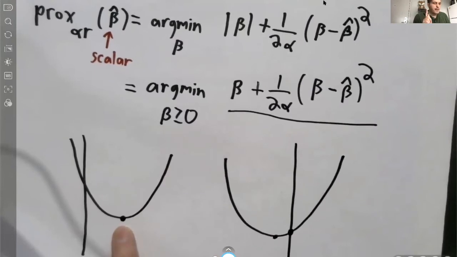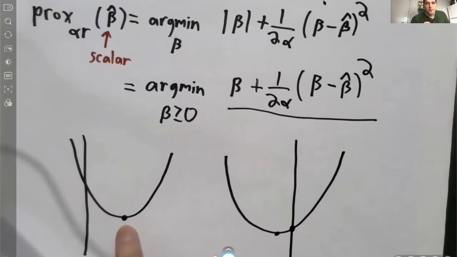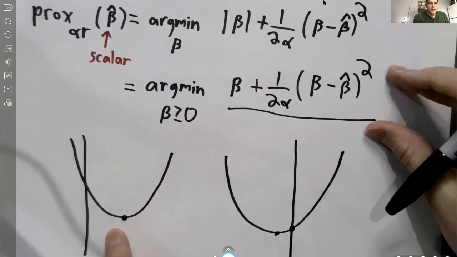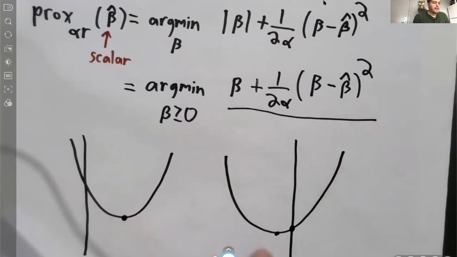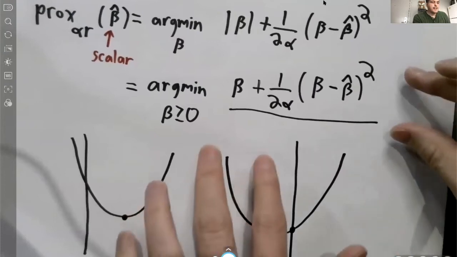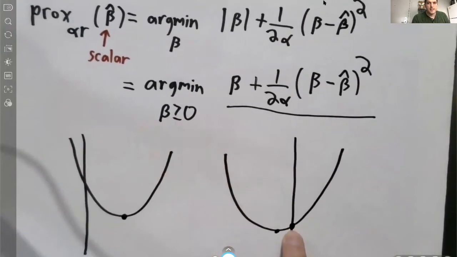If that value of beta corresponding to the vertex of this parabola is positive or non-negative, then that means we're in this case and we're done. That value of beta is our minimizer. On the other hand, if the value of beta corresponding to this vertex is a negative value, that means we're looking at this picture. And in that case, the minimizer for our optimization problem is 0. In that case, the best choice of beta is 0 when we're restricting our attention to non-negative values of beta.